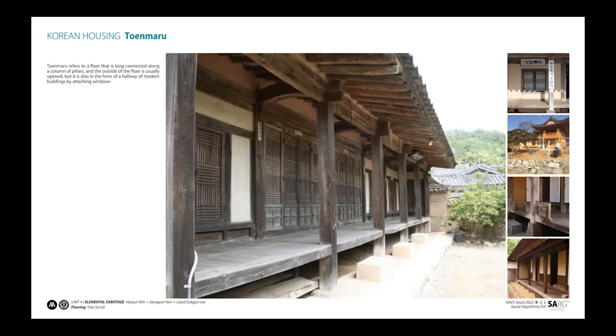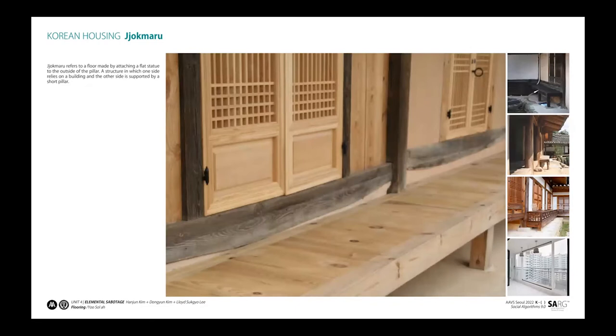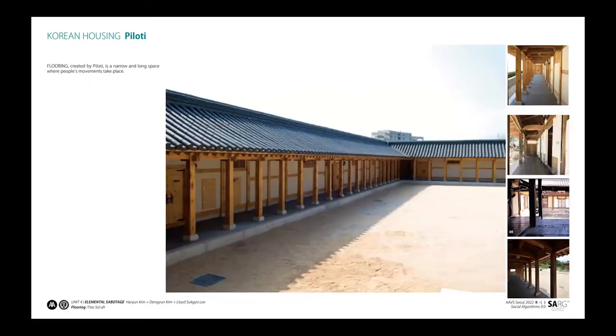buildings, attaching windows. Toenmaru refers to the floor made by attaching a surface to the outside of the pillar, a structure in which one side relies on the building and the other side is supported by short pillars. Flooring created by Piloti is a narrow and long space where people's movements take place.